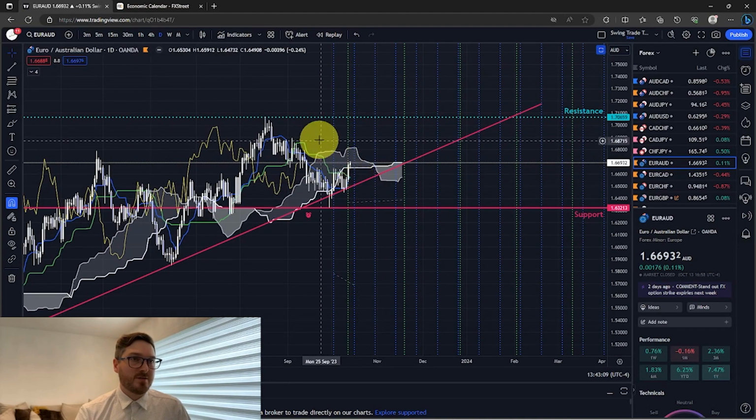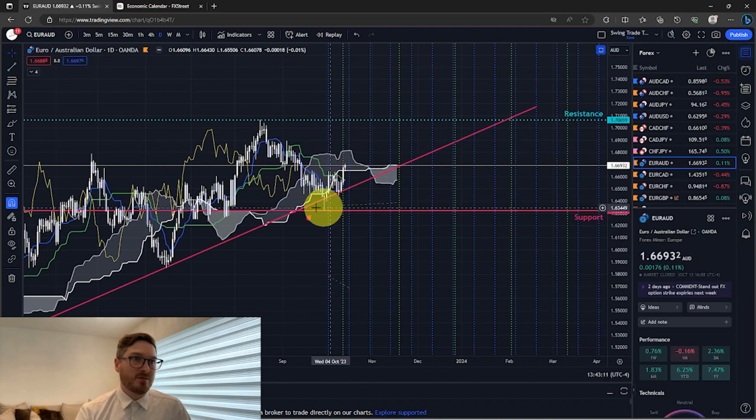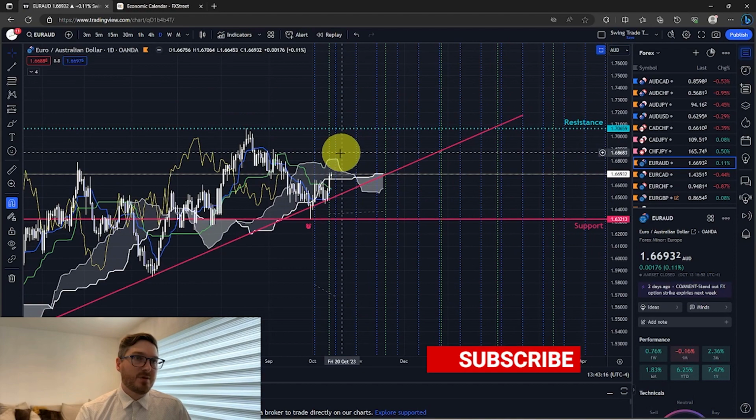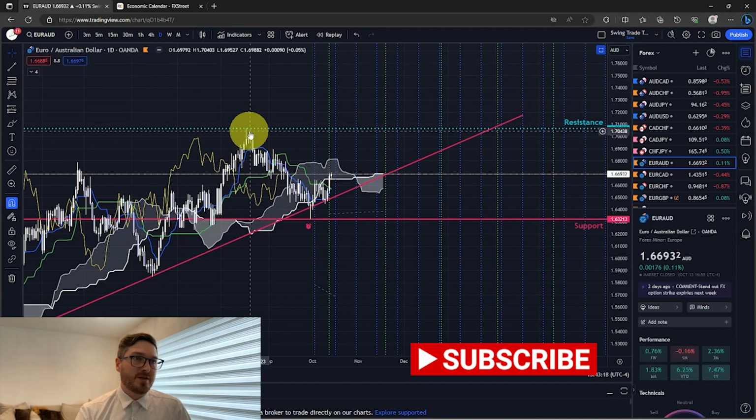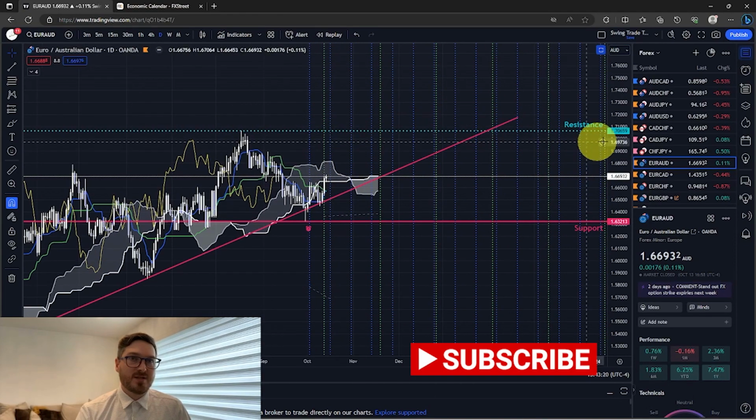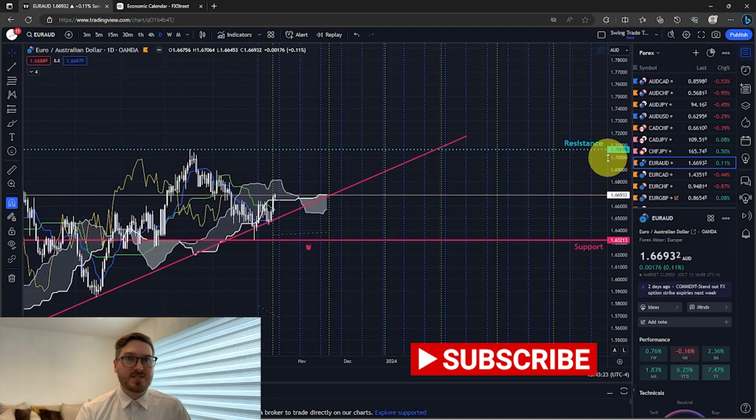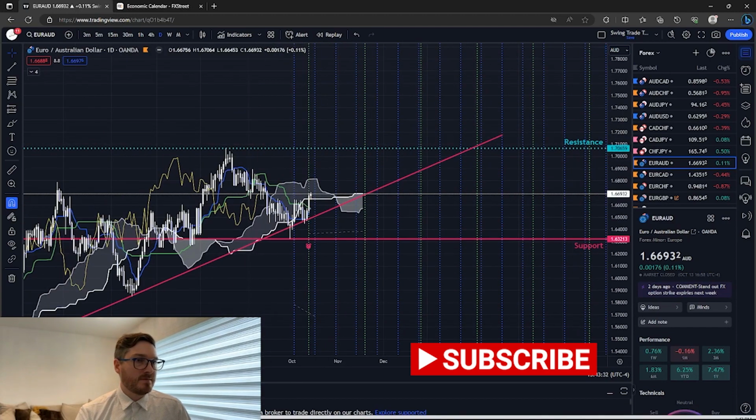Price is in the cloud. It did look like price got supported on this trend line here. But we're going to need price to break this resistance level to confirm the trend back up. And so this resistance level is the 1.70659. Once that happens, we'll be looking to trade the breakout at this level. But until then, guys, this is just a ranging market.